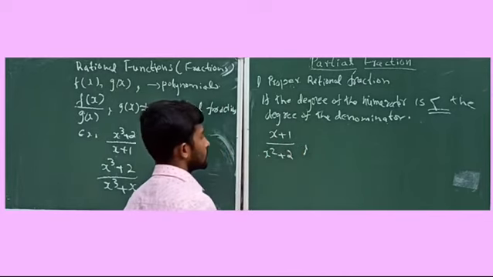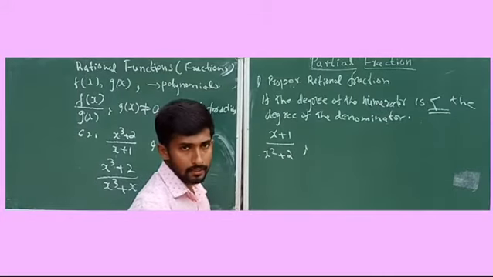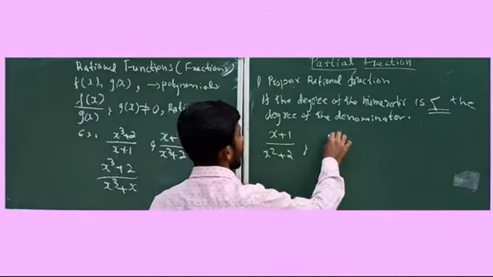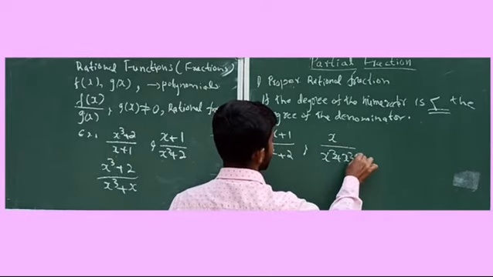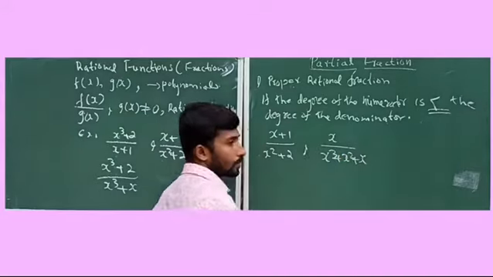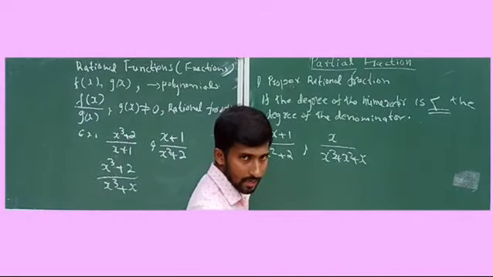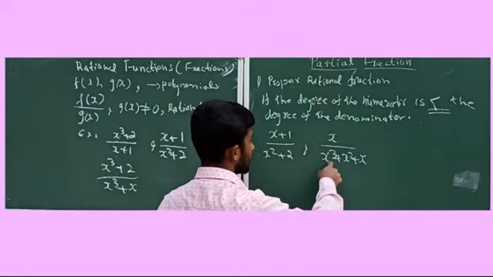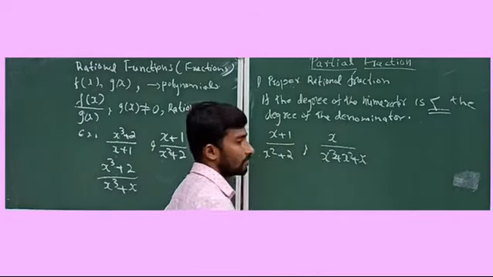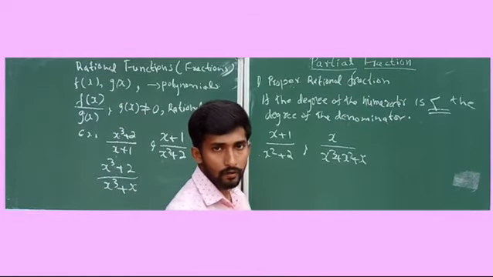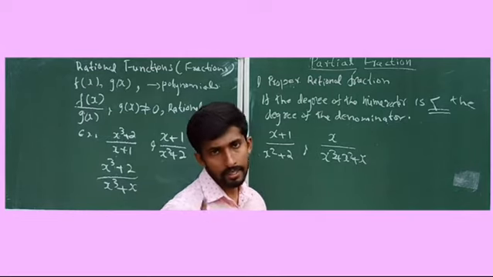Degree of the numerator is 1, degree of the denominator is 2. Here the degree of the numerator is less than the degree of the denominator. Or see, x divided by x cube plus x square plus x. Degree of the numerator is 1. What is the degree of the denominator? Degree of the denominator is 3. Therefore degree of the numerator is less than the degree of the denominator. This is an example for proper fraction. Clear? Proper fraction means degree of the numerator is less than degree of the denominator.